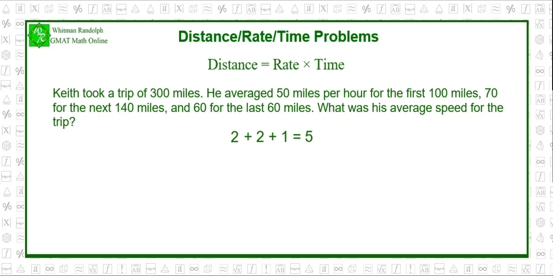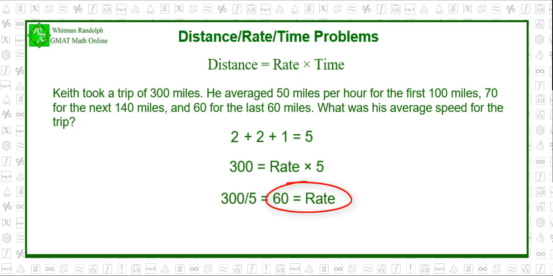So we have distance equals rate times time, or 300 equals rate times 5. 300 divided by 5 equals 60, and that equals the rate. That is, the average speed was 60 miles per hour.